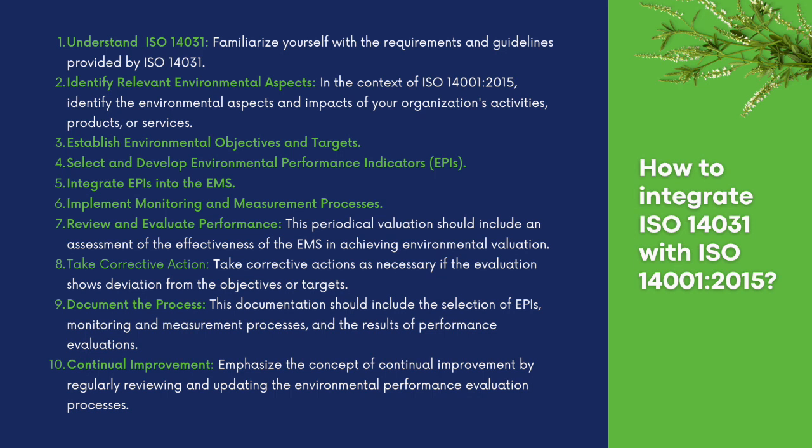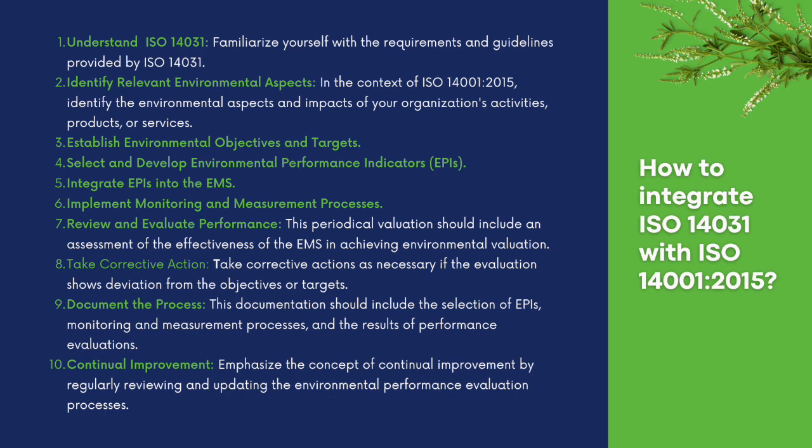Fifth, integrate these EPIs into the EMS. Sixth, implement monitoring and measurement processes. Implement monitoring and measurement processes to regularly assess the identified environmental performance indicators. Seven is to review and evaluate performance. This periodical evaluation should include an assessment of the effectiveness of the EMS in achieving environmental objectives. Eight is to take corrective action. Take corrective actions as necessary if the evaluation shows deviation from the objectives or targets.